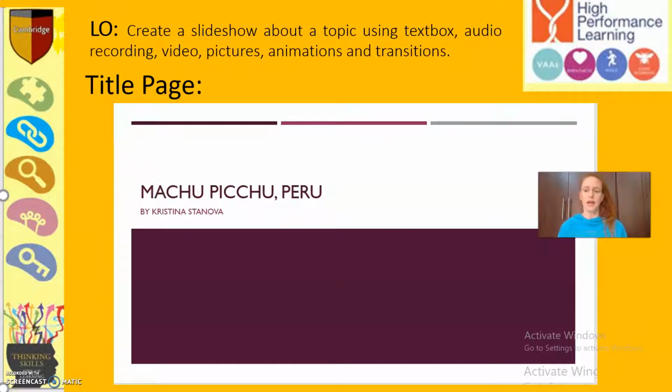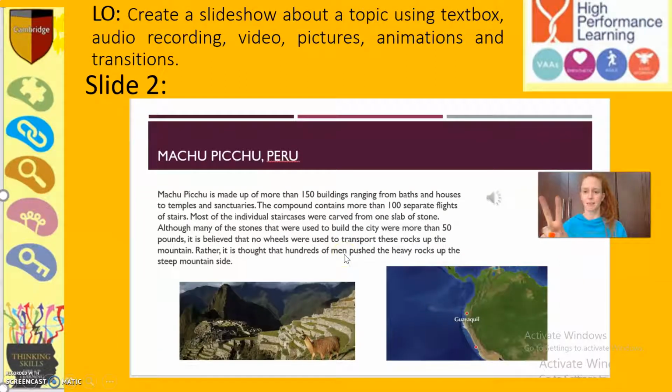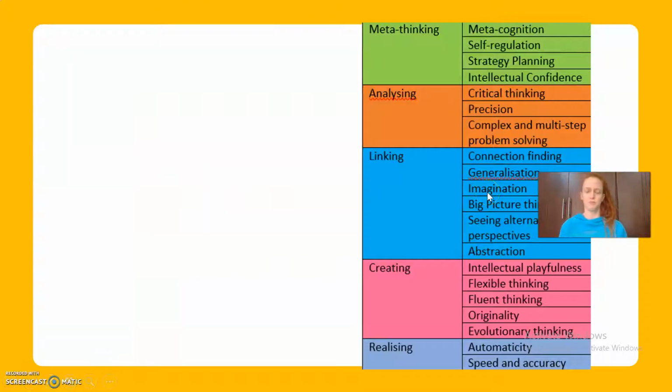All right, perfect. I included screenshots of how mine looked. I chose Machu Picchu, Peru, so I put that in the title on the title page with my name. And then again, the name of the wonder that I chose. And here is the text box. Here is a picture. Here's a video and an audio recording. And again, slide number 2. Again, text box, picture, video, and audio recording.